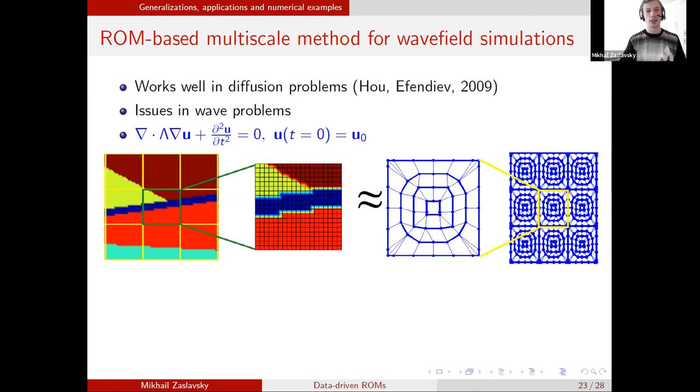It works well in diffusive problems, but there are issues in wave propagation problems, because when we want to construct coarse grid cells coarser than the Nyquist limit, coarser than 2 points per wavelength, the subspace to approximate the solution here should be quite large. Basically, that reflects the necessity to introduce a dispersive medium inside each cell, compared to diffusion problems. In diffusion problems, there are no such issues.